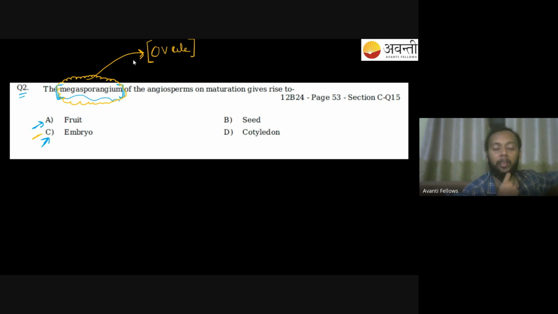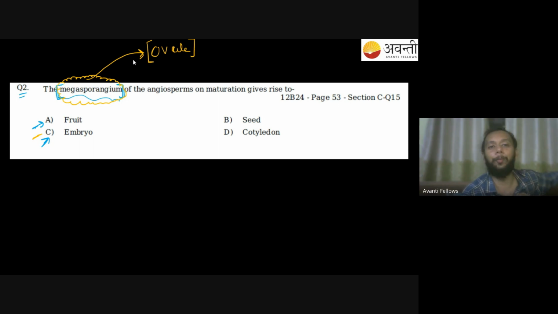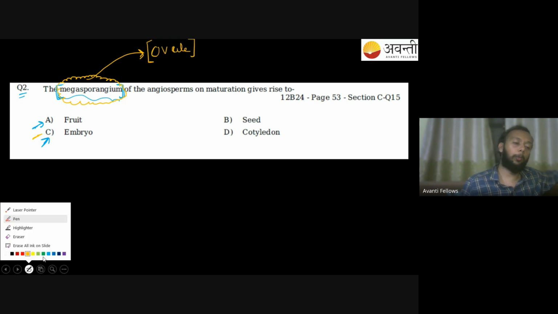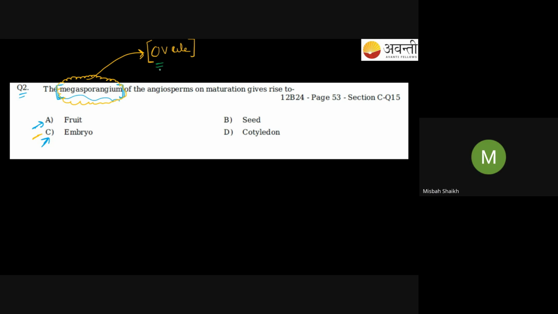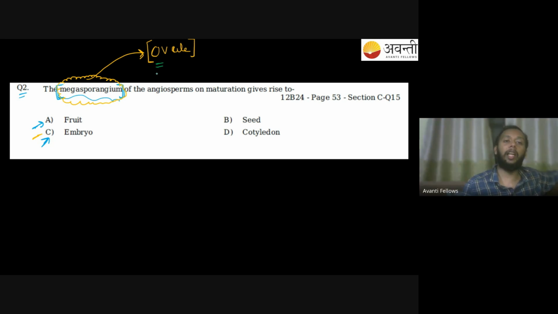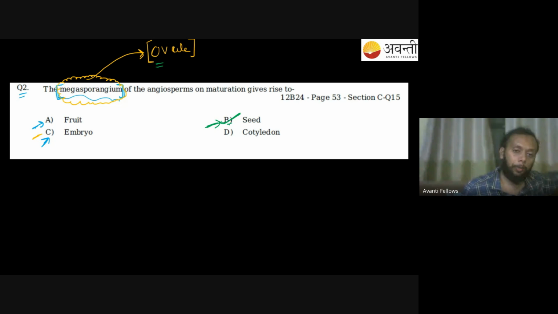Ovule में... तो किस में बनता है? सर, seed में. Ovule will turn into a seed. Your ovary will turn into a fruit and ovule will turn into a seed. So ovule turns into a seed, and on the basis of that, now you can see the megasporangium, which is actually nothing but an ovule of angiosperm, on maturation gives rise to. Now tell me what will be the answer over here? Seed. Option B. ठीक है, that will be my seed over here.